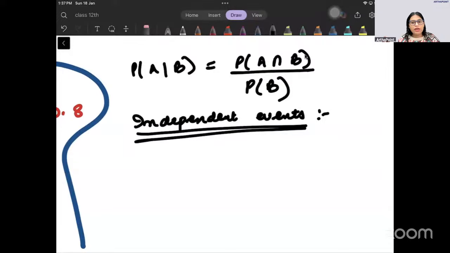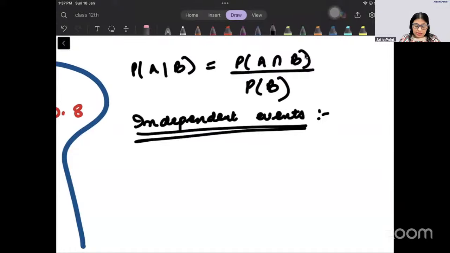So what is an independent event? If A is not affected after the occurrence of B, like I tell you one event is raining, right? It is rain or no rain. Another is whether I get head or tail on a coin. There is no connection between the two. So if one event is not dependent on what happened with the other event, then they can be called independent events. तब हम उनको independent event बोल सकते हैं.